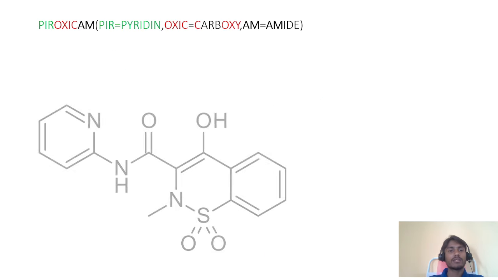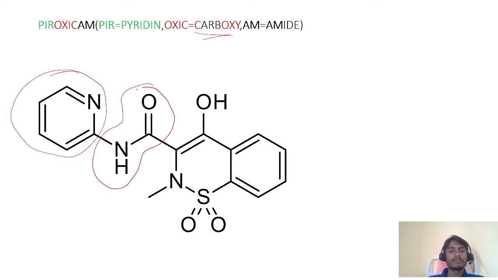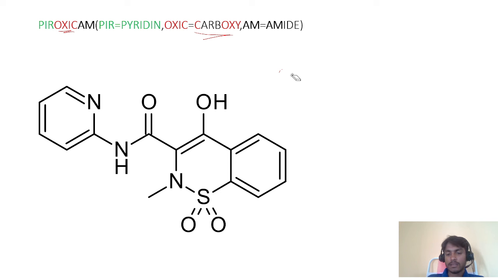Next comes to the piroxicam. So this is the structure of piroxicam. Pyro is nothing but pyridine is there. Next, oxic is nothing but a carboxamide group is there, actually it is an amide group. Oxi is nothing but hydroxy. So this is the piroxicam structure.